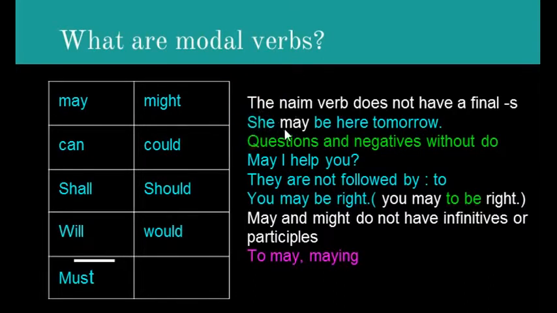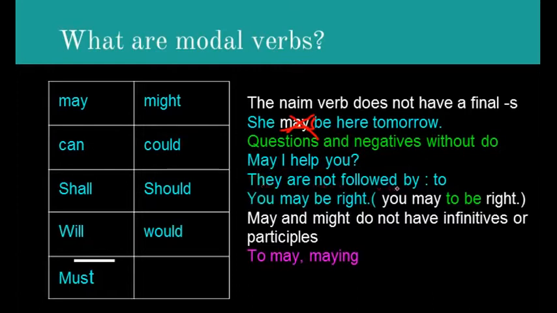For example, she may be here tomorrow. We cannot use s in the third person singular, like "she mays be here." This will be wrong. Questions and negatives are made without do. For example, may I help you? We cannot make the question "Do I may help you?" That question will be wrong.